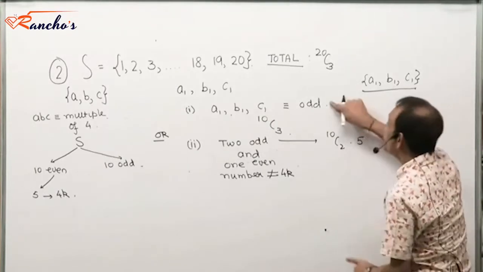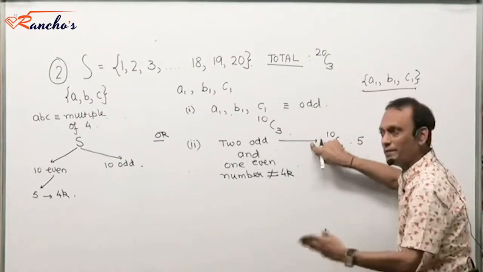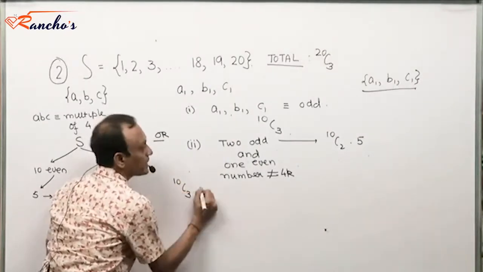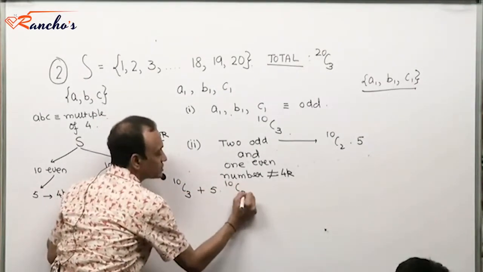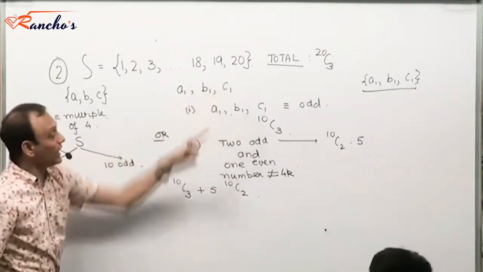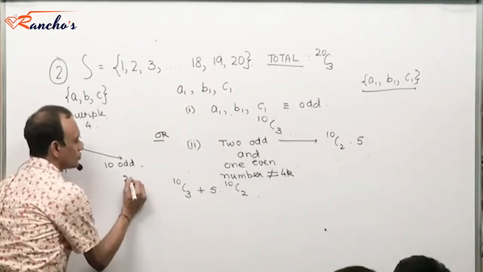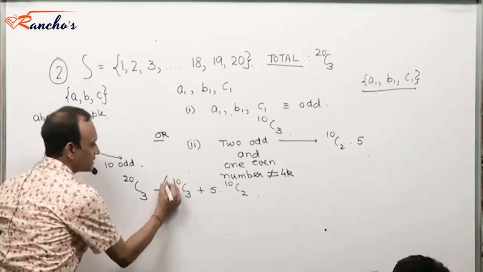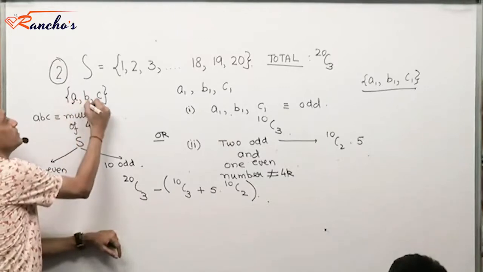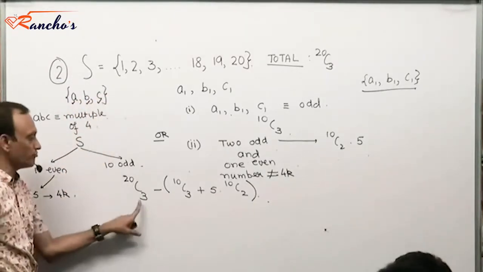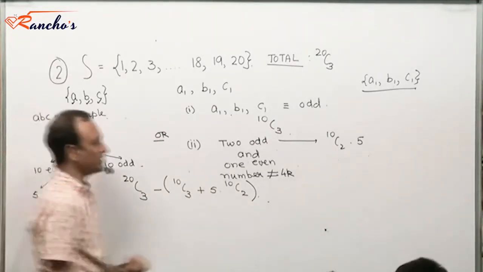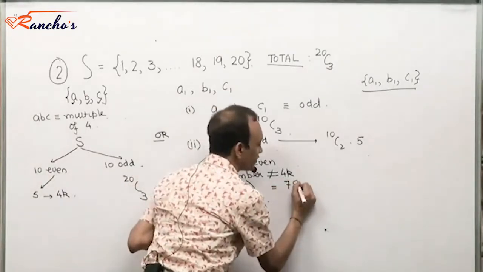So then this or this, that's the complement of the count, right? So the complement of the required count is 10C3 plus 5 into 10C2. This is the count that I don't need. So from the total I remove this count. The total count of selecting 3 numbers minus this will give me the count of selecting 3 numbers A, B and C such that the product will be a multiple of 4. Now, if you've done the calculations, this turns out to be 795.